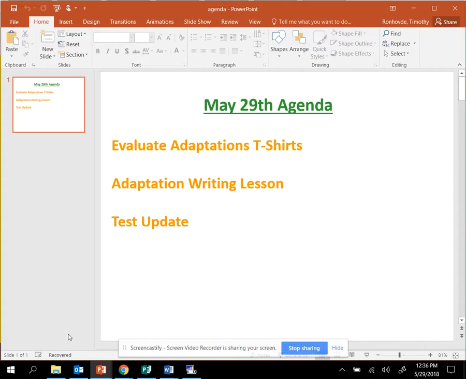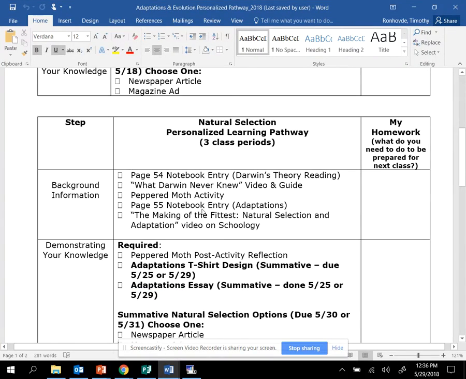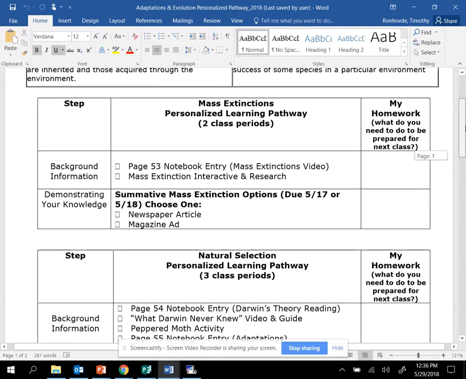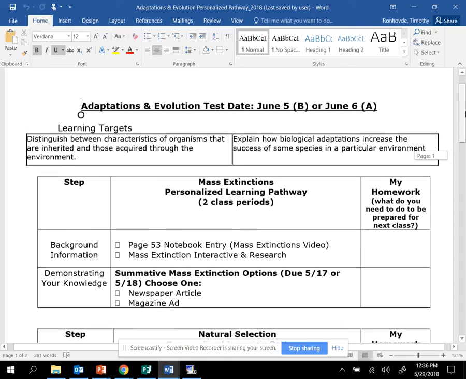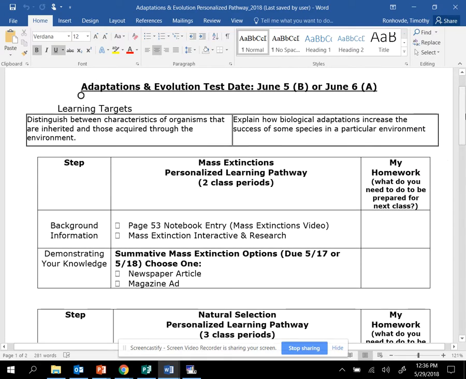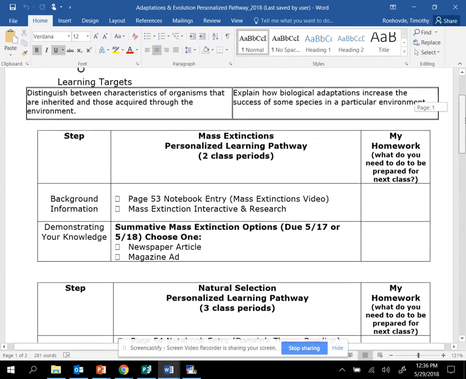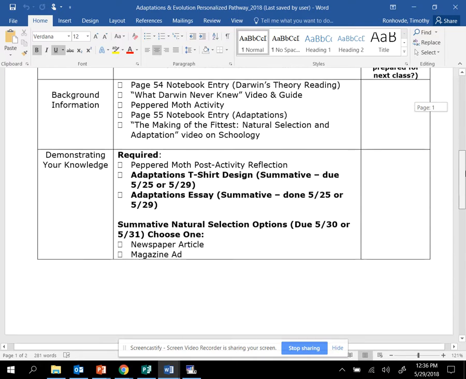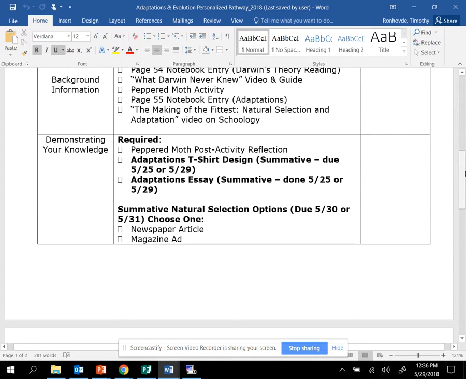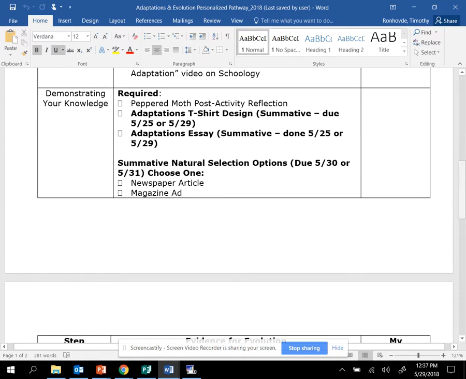After that, you participated in an adaptation writing lesson, and then the test update, which I guess was important. So the test update involved canceling the June 5th or June 6th multiple choice test, which is good news for you, I imagine, because you already did your t-shirts today in class, and last week you wrote essays on adaptation. And then you'll be doing a natural selection assignment choice during our next class.